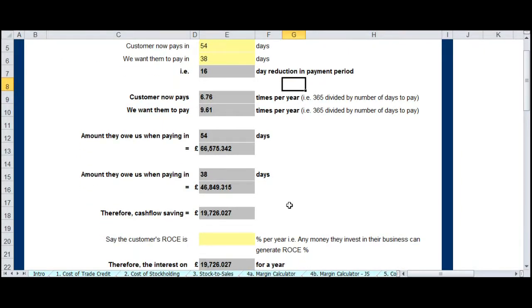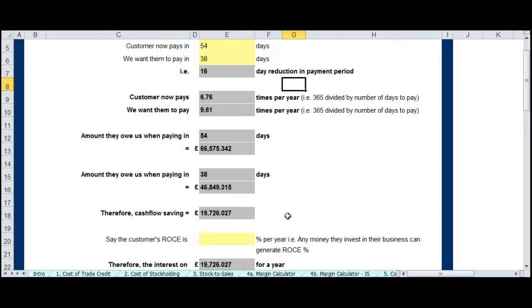The difference, obviously, is 19,726, the difference between 66 and 46. So we're going to shorten the pipeline of credit, or we would like to, by £19,726. From the retailer's point of view, the retailer has now got a choice.